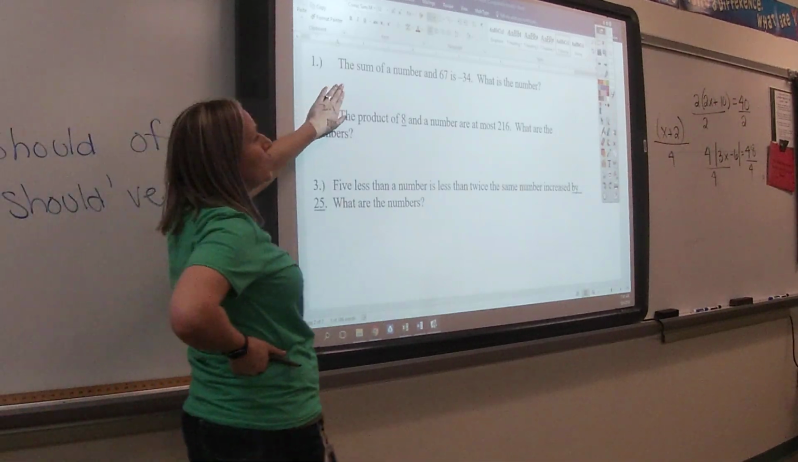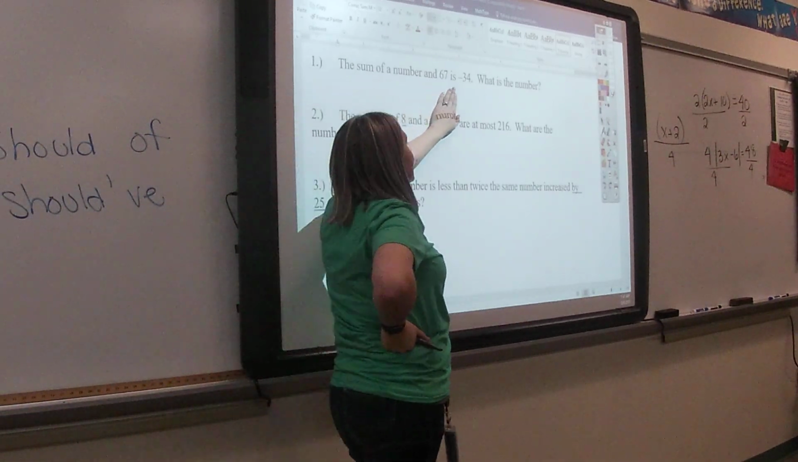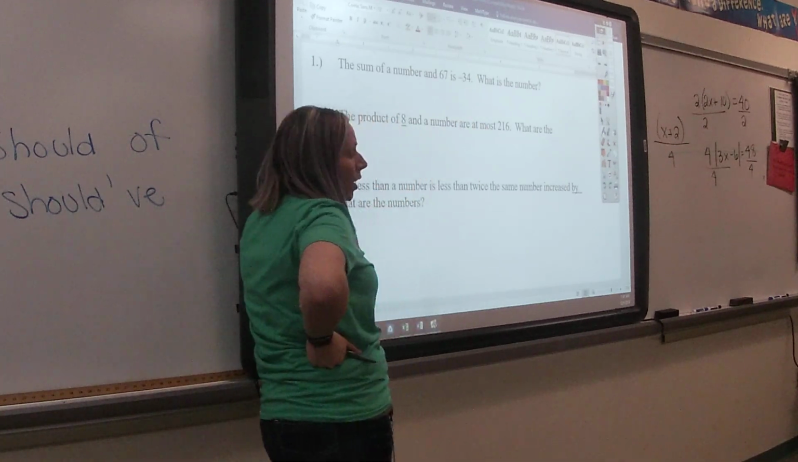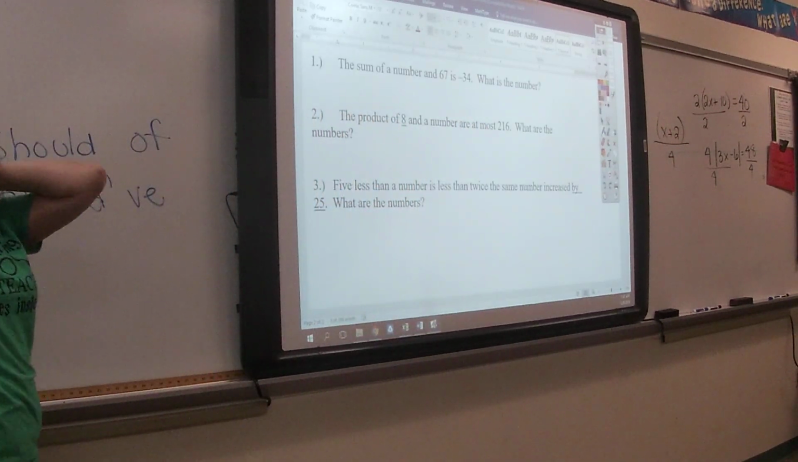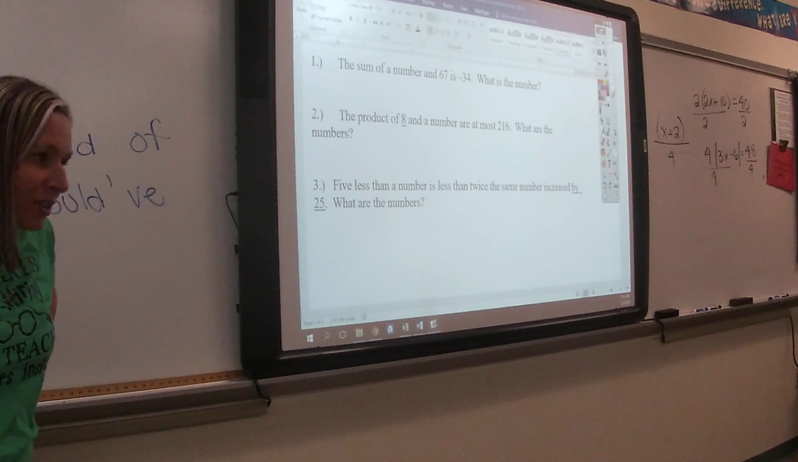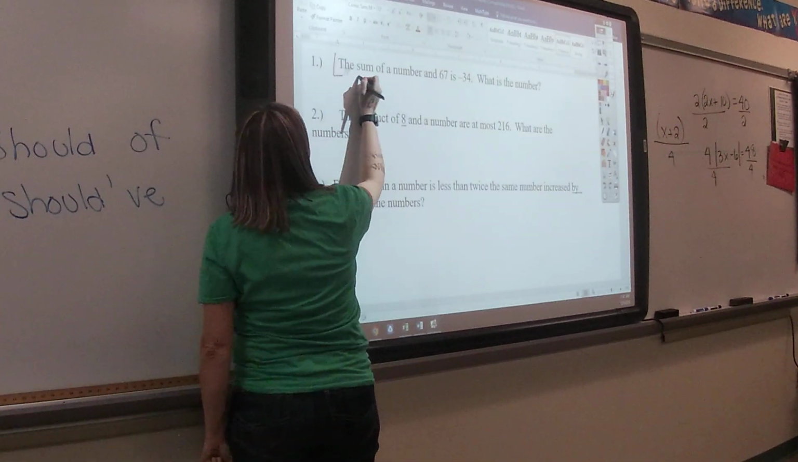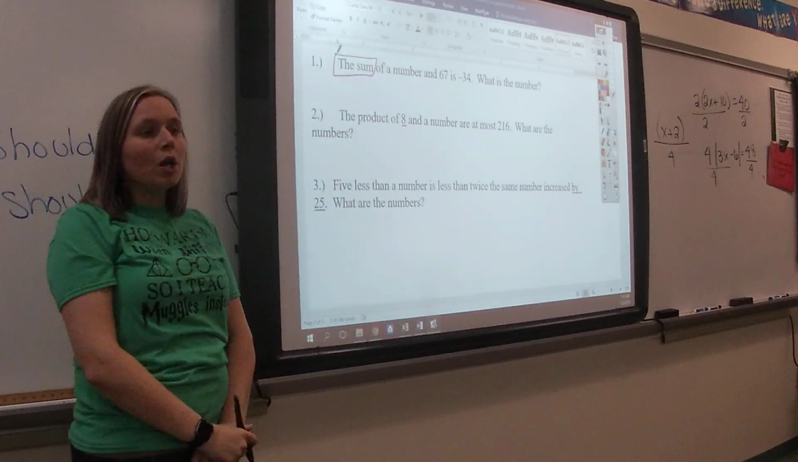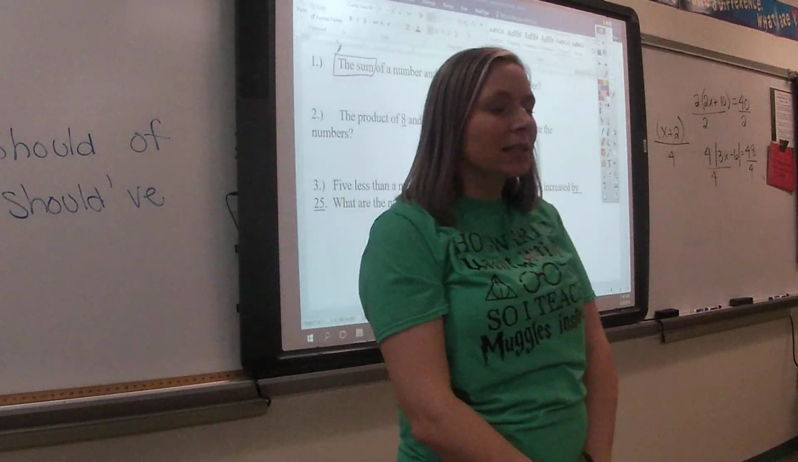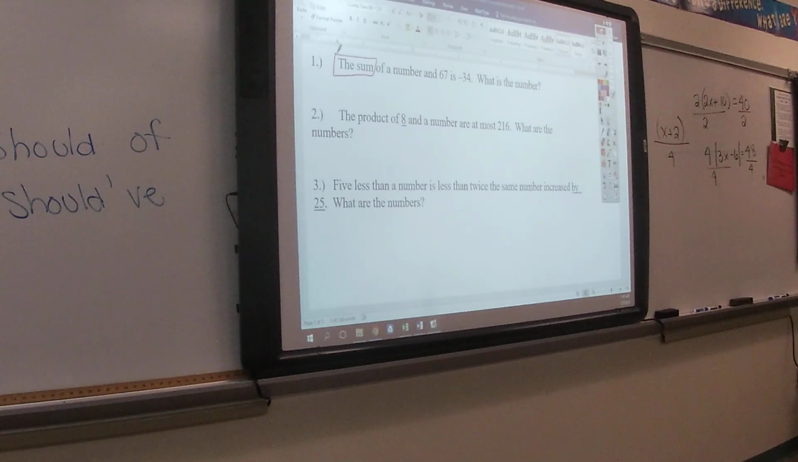So if we look at this first one up here: the sum of a number and 67 is negative 34. What is the number? Okay, don't think about the whole thing to start with. Start in small pieces. The sum. So in our brains we go, okay, let's translate this like we're learning a foreign language. What does sum tell us in the math world? Addition. So we're going to write down an addition sign.